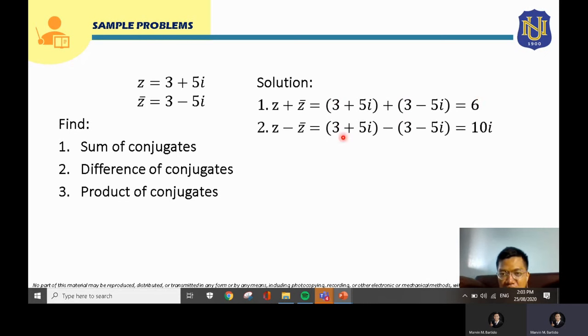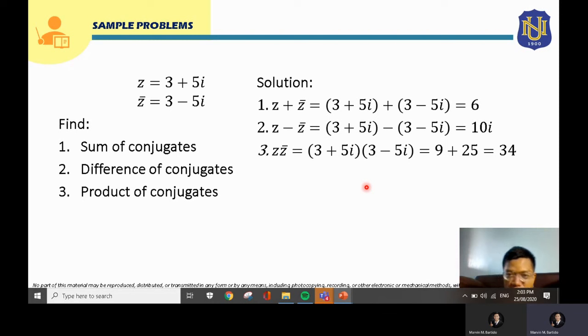The second example is z minus z bar, which will be 3 plus 5i minus 3 minus 5i. Applying again what we have discussed in the previous slide, this will be just 5i minus negative 5i, which is 10i. So that's the answer for this. Now for product of conjugates, applying again what we have discussed from the previous slide, it will just be a squared plus b squared. So it will just be 3 squared plus 5 squared, which is 9 plus 25, and this will be equal to 34. So this will be the answers.